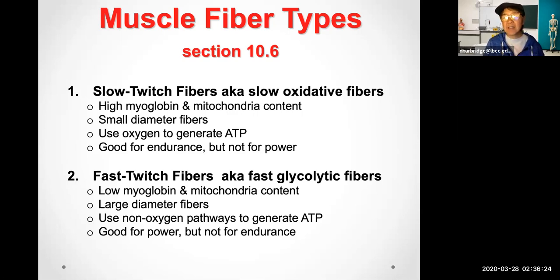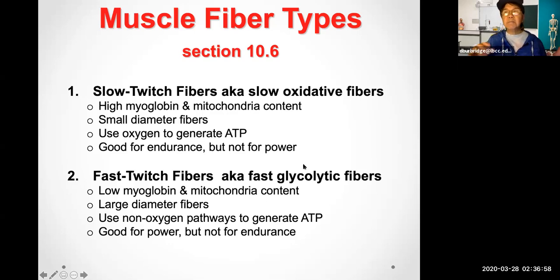It doesn't produce a lot of ATP for a long time, and that explains why these are not good for endurance activities. It also generates lactic acid as a byproduct, which causes fatigue in muscles. So with fast twitch fibers, you have to rest your muscle because they generate power, but they tire very quickly. Fast twitch fibers can get very large in their diameter.